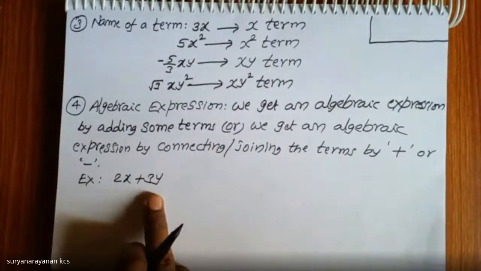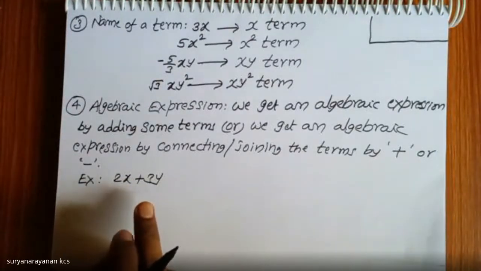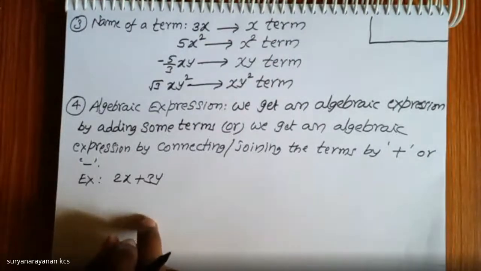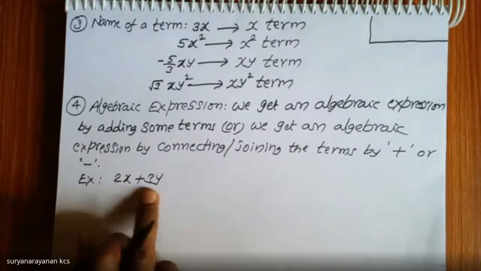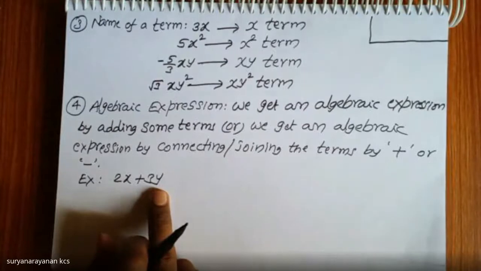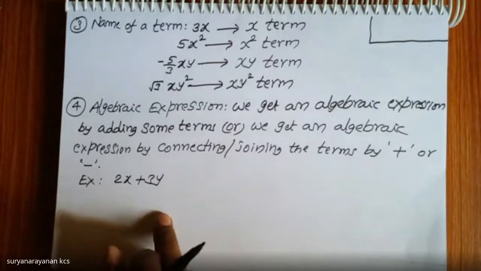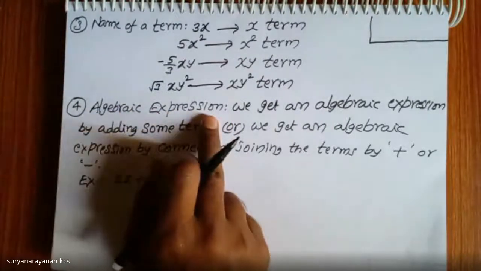This mathematical sentence is called an algebraic expression. In English, you know sentences. Yes or no? Sentences you have studied in English or not? Yes, sir. Simple sentence, complex sentence, different kinds of sentences you have learned. Similarly, in mathematics, algebraic expressions are nothing but mathematical sentences. But we have given a particular name, they are called algebraic expressions.